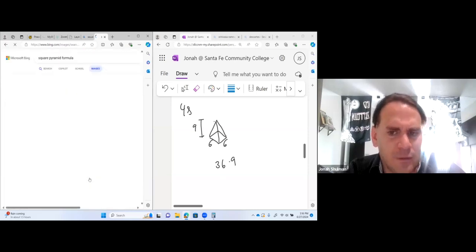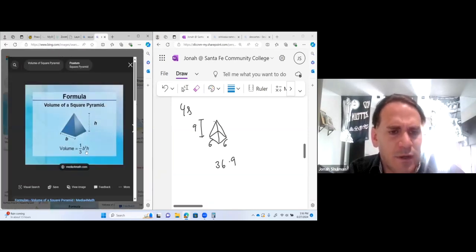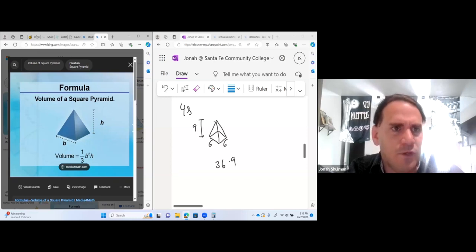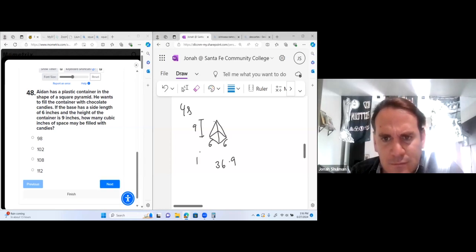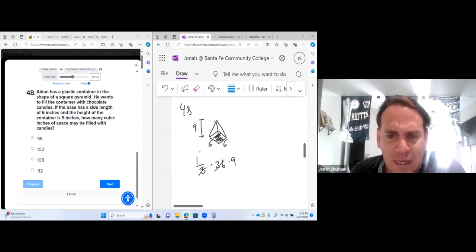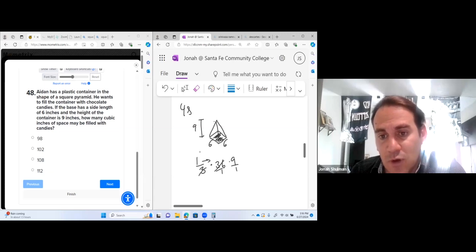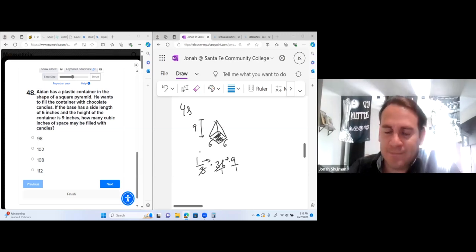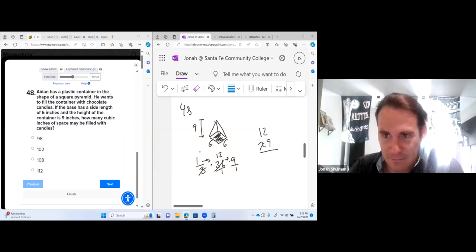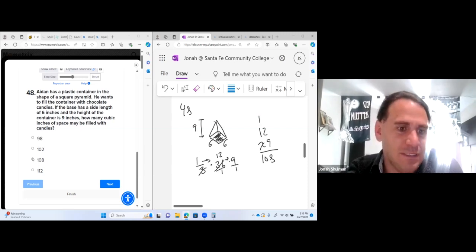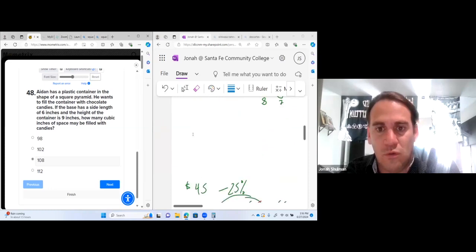Yeah, it's 1/3 base times height. I just like to make sure, 1/3 base times height. Perfect, because 3 of these go into the box. Nothing too crazy. So it's 1/3 the base area, which is 36, times the height. Well, 1/3 goes into 36. You can do top times top times top across, but I'm just simplifying. 36 divided by 3 is 12. So our answer is just 12 times 9. 9 times 12 is 108. Number 48 should be C. 108.